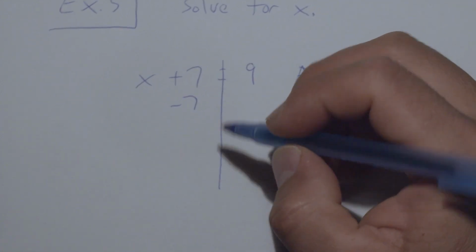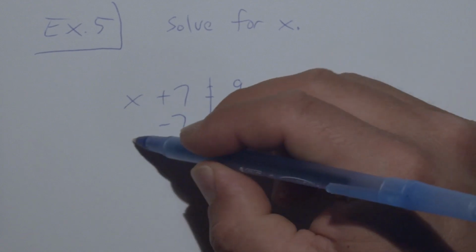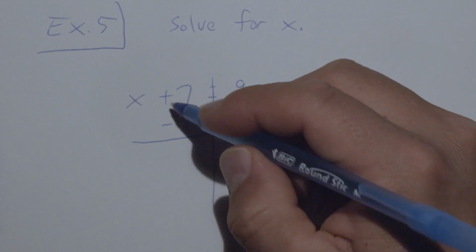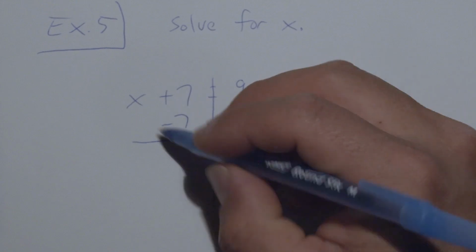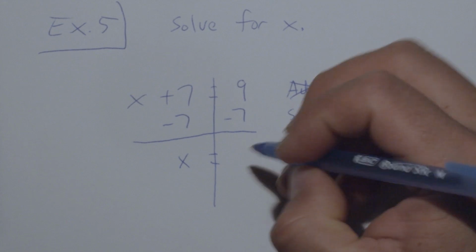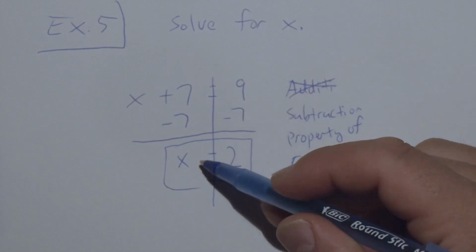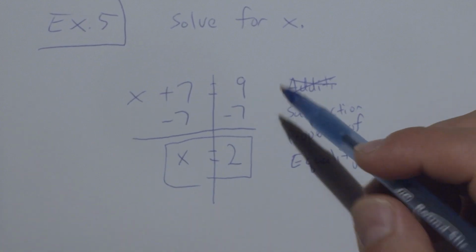Now, the property of equality says that if you subtract 7 from the left side of the line, you have to subtract 7 from the right side of the line. And now this is disappearing, right? That's nothing. That's the number 0. We're going to let this x fall right down here. And then we're going to do 9 minus 7, which is 2. And there's our final answer. And if you plug it in, 2 plus 7 is 9. And that makes sense, right?